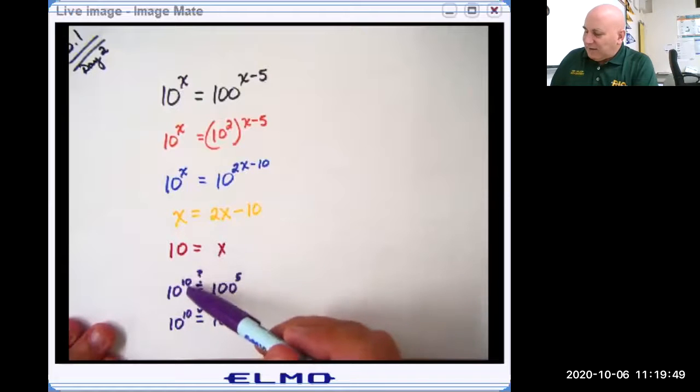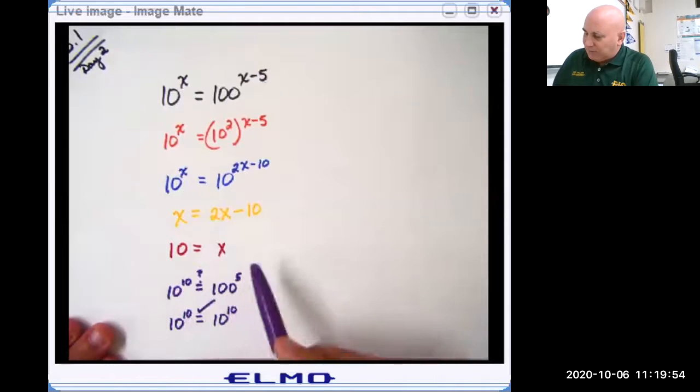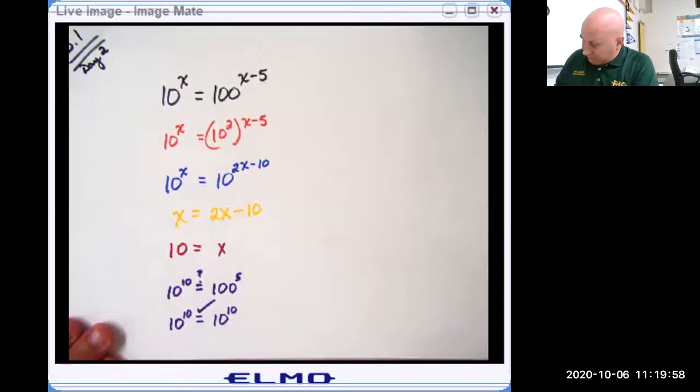Substitute in. 10 to the 10th power is 1 with 10 zeros. 100 to the 5th power is, let's see, that's 10 squared to the, yep, 10 to the 10th, 1 with 10 zeros. That's done. So x equals 10.